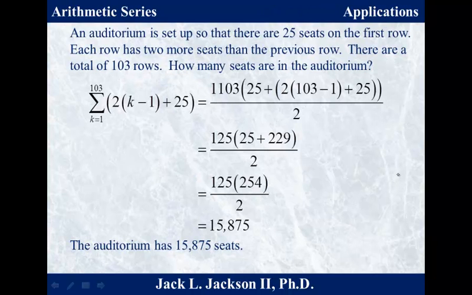Alright, here's an application. An auditorium is set up so there are 25 seats on the first row, and each row has 2 more seats than the previous row. There are a total of 103 rows. How many seats are in the auditorium? Okay, I did this in summation notation. You're going up by 2 each time, so that's 2 times k minus 1 plus the initial row, 25. And we're summing from k equals 1 to 103.